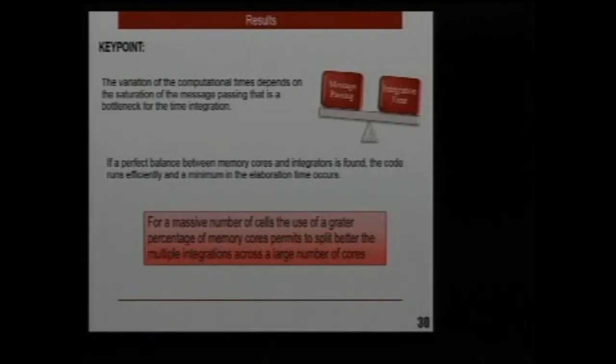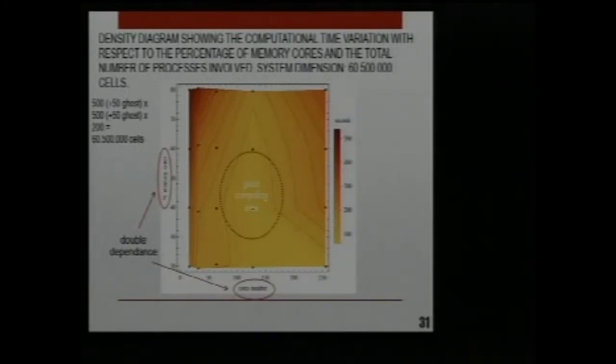And as I told you before, the key point is the balance between the cores taking care of integration and the cores taking care of the memory and the passage of information. So you have to balance. This is, in some sense, a drawback, because it means that you have to know your system. There is no a priori answer. Sometimes it's better to have a lot of cores taking care of the integration and few taking care of the memory, and other times the opposite. So you have to do some preliminary investigation.